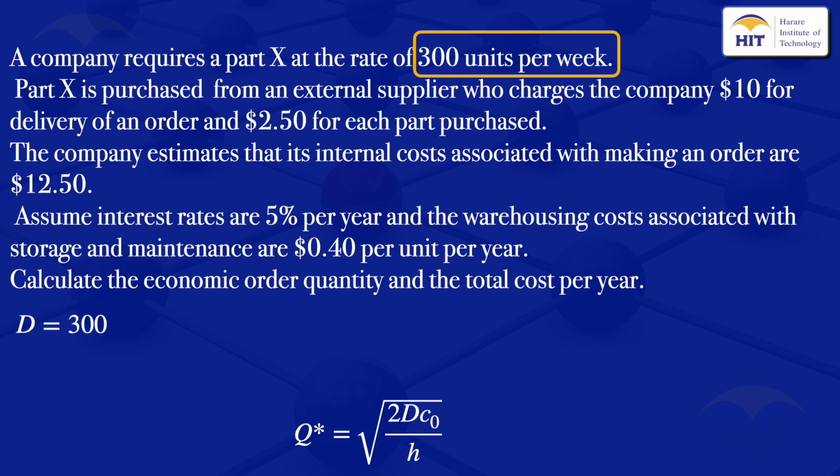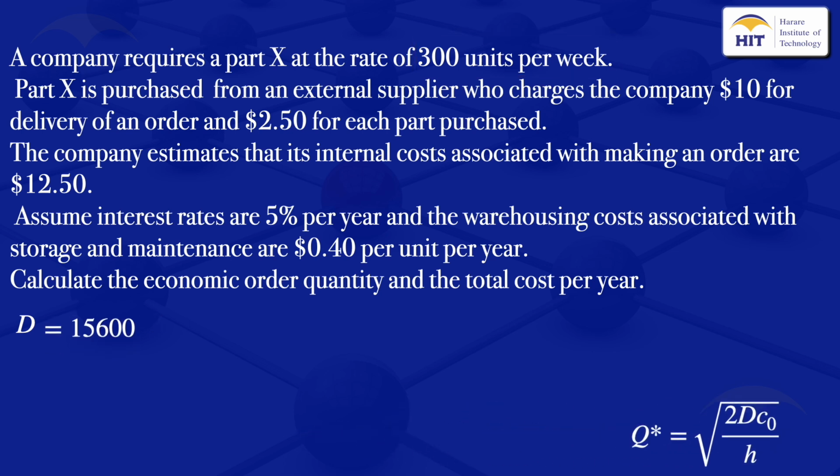But all the other costs there, they are given as per year. So to have the same unit of per year, I transform this D to per year. A year is 52 weeks, so I multiply this 300 by 52. So therefore our D is equals to 300 times 52, which gives us 15,600. So that's our demand there per year.